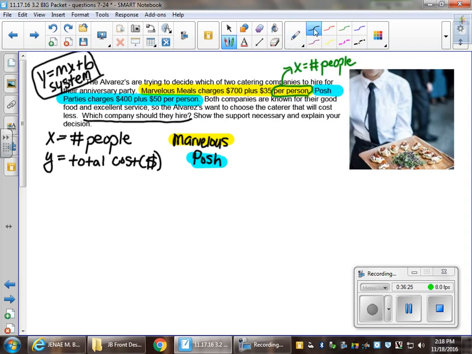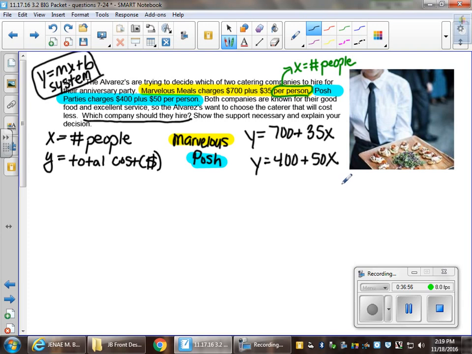We're now ready to write our equations. So I know I'm looking for y equals mx plus b. $700 plus $35 per person: y equals 700 plus 35x. For Posh, $400 plus $50 per person would be y equals 400 plus 50x.